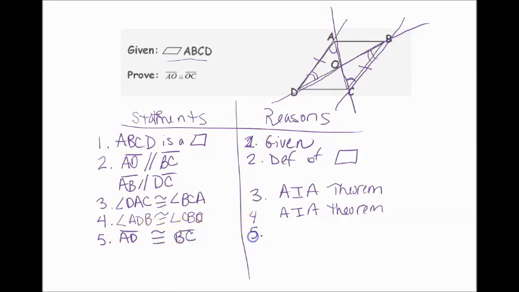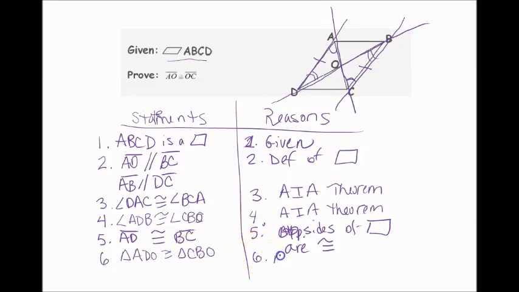And my reason, you know I don't like quoting numbers of theorems, is that opposite sides of a parallelogram are congruent. And that's just the truth. Opposite sides of a parallelogram are congruent, which was a theorem. And so now that I've got these sides congruent, these angles congruent, these angles congruent, guess what I have? I have triangle ADO is congruent to triangle CBO. And the reason is the angle, side, angle congruence theorem.